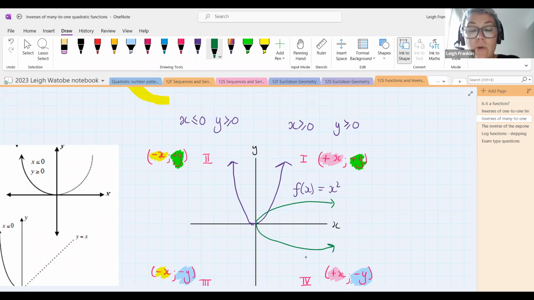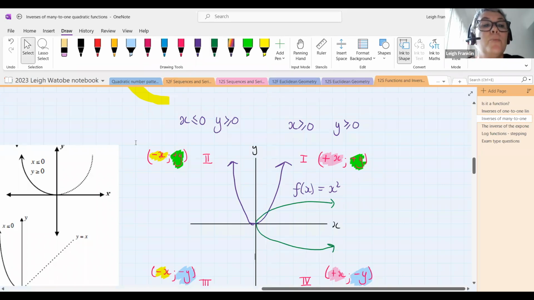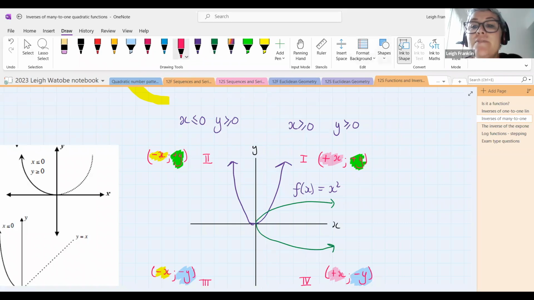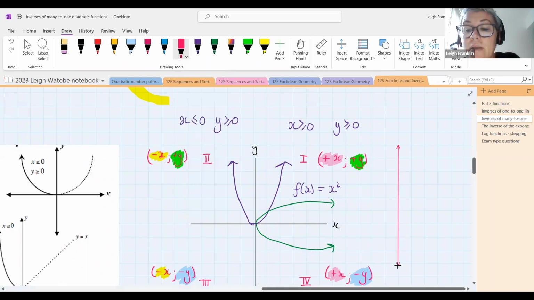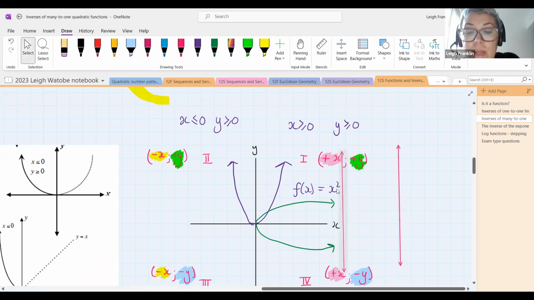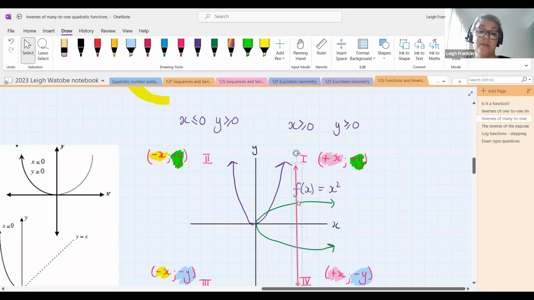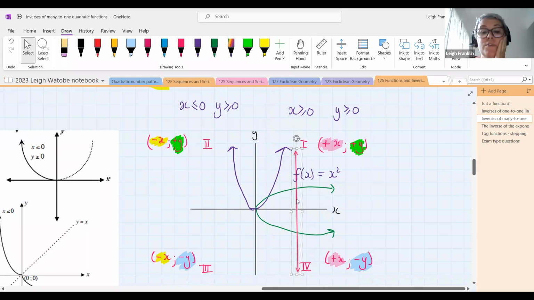All right, so the green graph is the inverse of the purple one. The reason that it is not a function is because it is failing the vertical line test. So if I now get a vertical line and put it on here, there is a vertical line. I'm going to take this vertical line and I'm going to move it. Can you see how the green graph is failing the vertical line test? Because it's cutting the green graph in two places.